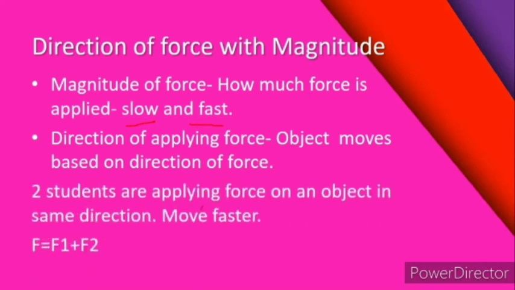Now students, see here is the example. When there are 2 students applying force on an object in the same direction, what happens? The movement will be faster. The forces will be added up. So the F will be equal to F1 plus F2.